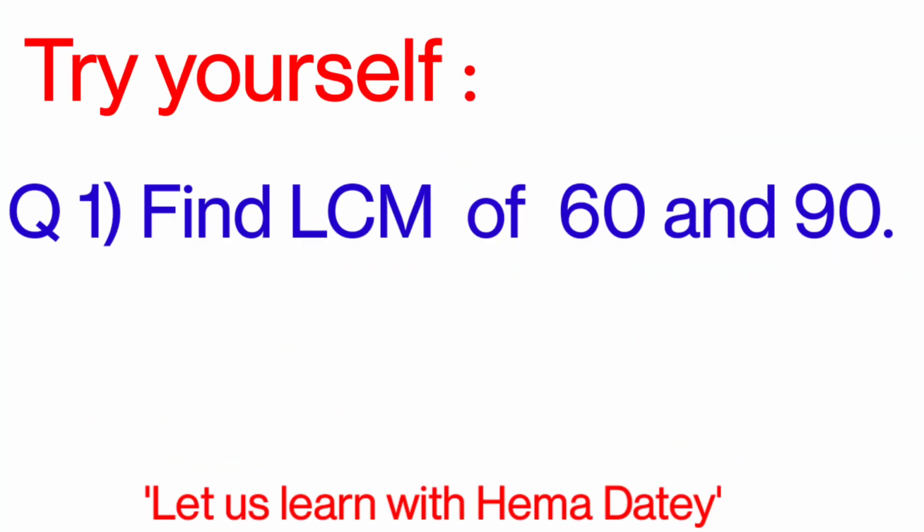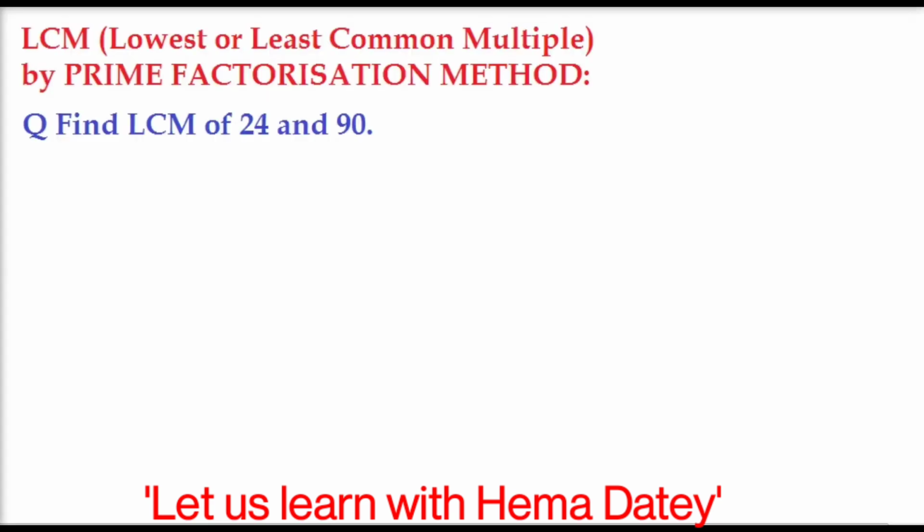Now you try question number 1. Find the LCM of 60 and 90 by the method explained. Let's do the same question. Find the LCM of 24 and 90 by the alternate method. We can call it the second method.